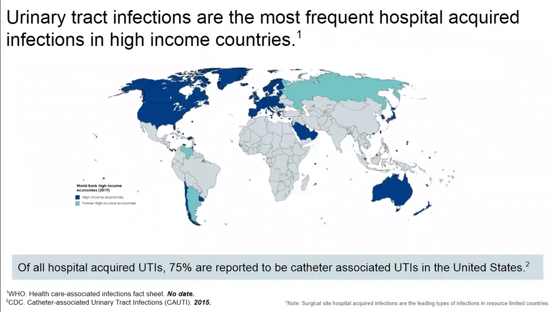In fact, urinary tract infections are the most frequent hospital-acquired infection in high-income countries. Of all hospital-acquired urinary tract infections, 75% are reported to be catheter-associated UTIs in the United States. Nickel and Costerton report that biofilms are responsible for all catheter-associated UTIs.